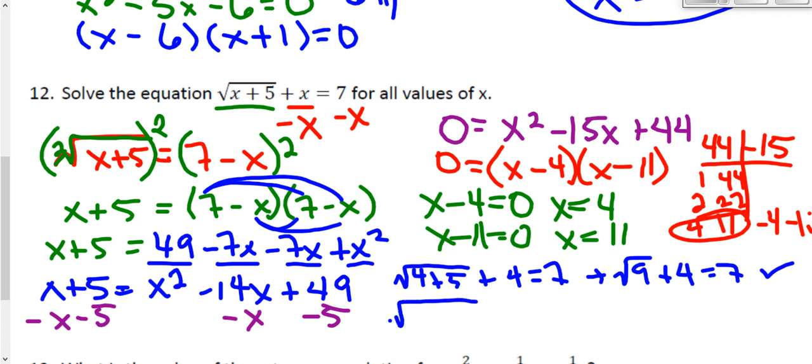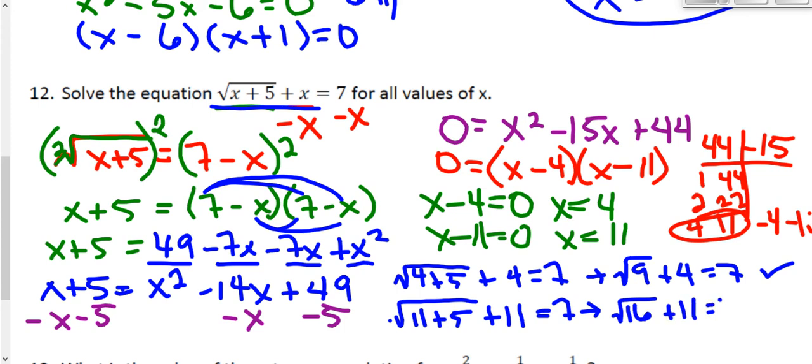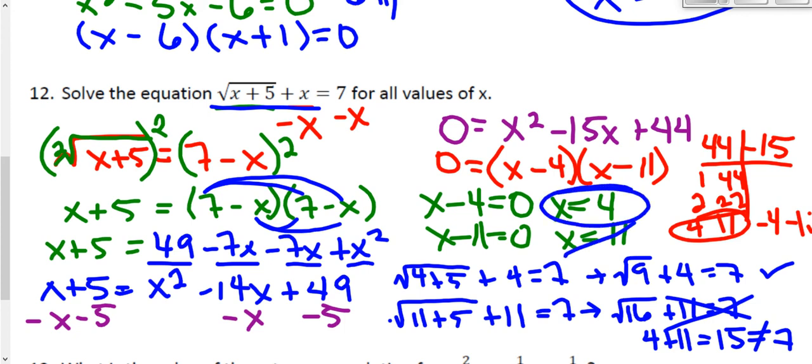The square root of 11 plus 5, plus 11, I'm just plugging this back into the original equation, should equal 7. So it says the square root of 16 plus 11 should equal 7. That one doesn't work. The square root of 16 is 4. 4 plus 11 is 15, which does not equal 7. So this doesn't work. So 11 can't be our answer, which means 4 is the only true solution here. 11 is extraneous.